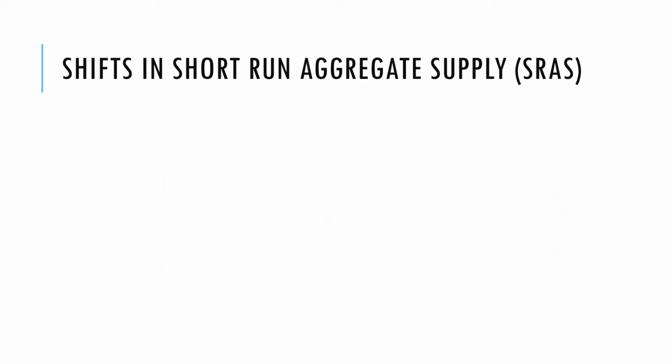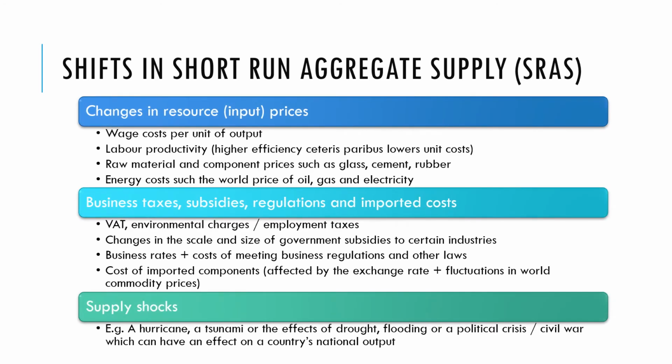But what else might affect the level of aggregate supply, and what might cause a change in the willingness of firms to supply at a given price level? In other words, what might cause shifts in the short-run aggregate supply curve? Well, there are three broad categories, and all of these might affect businesses. So the first one is changes in resources or resource prices, the inputs that businesses use to produce.